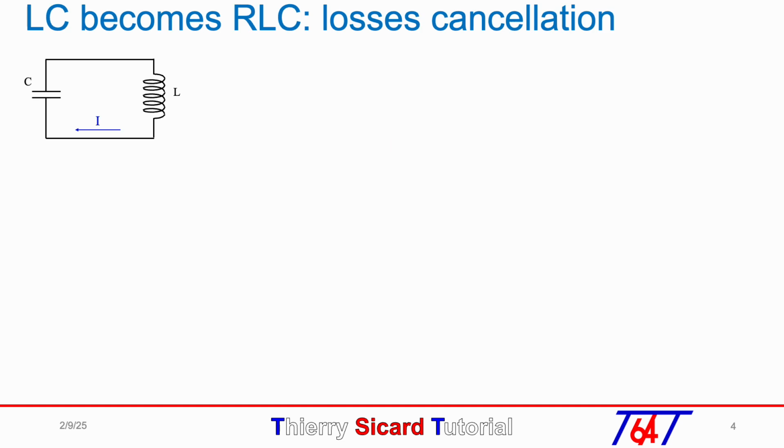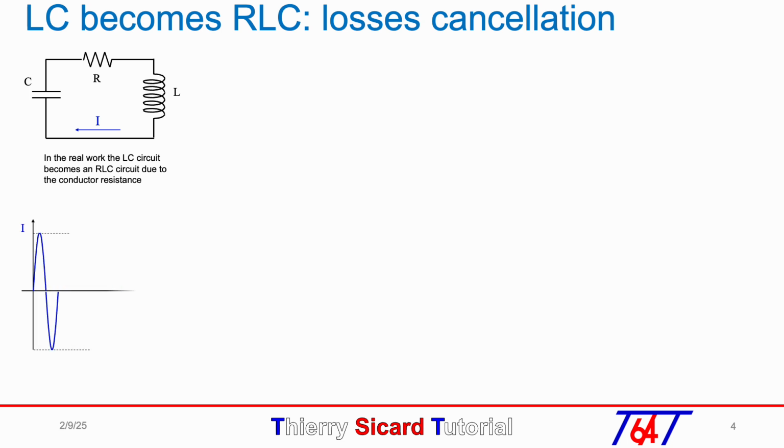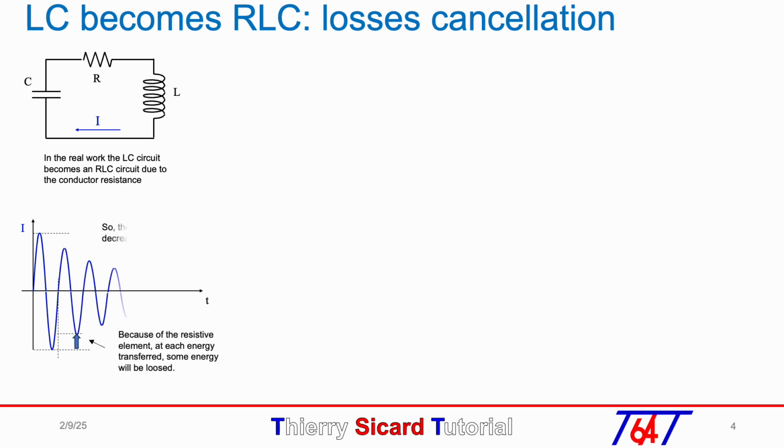Mainly because of the parasitic resistance of the coil, but also because of the capacitor plate contact, the LC circuit becomes the RLC circuit. If we look at the sinusoidal current I in blue, we see that at each energy transfer, part of the energy is lost, so the oscillator has less and less current. In the end, the current will be 0. This is a damped oscillation.